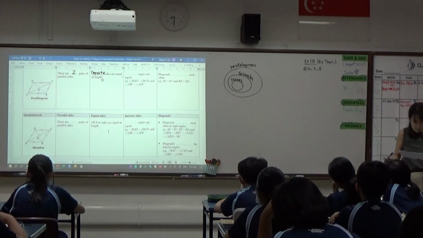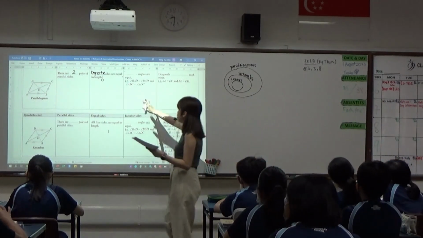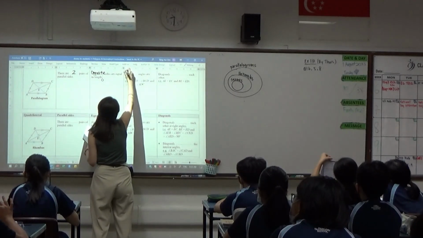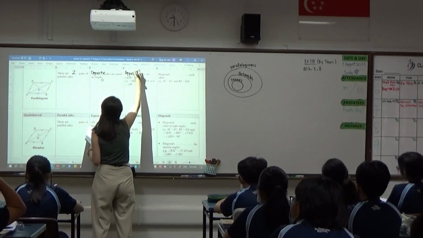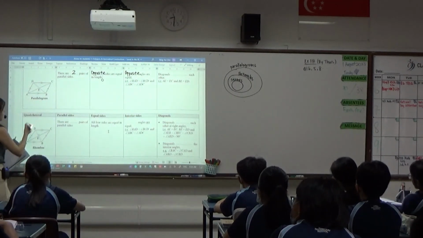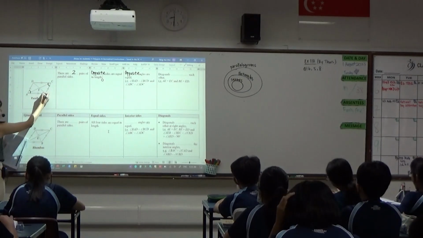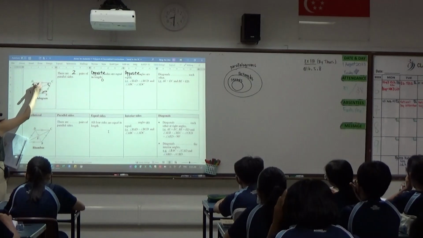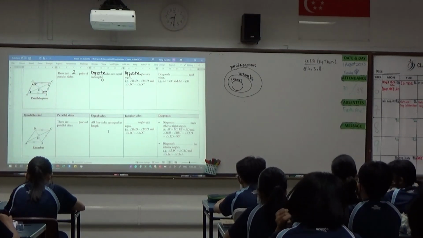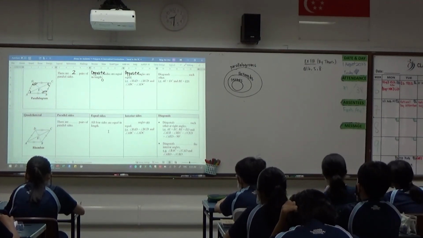Then, in a parallelogram also, our opposite angles are equal. What this means is that this angle over here is equal to this angle, and this angle here is equal to this angle. So that's what we call opposite angles.